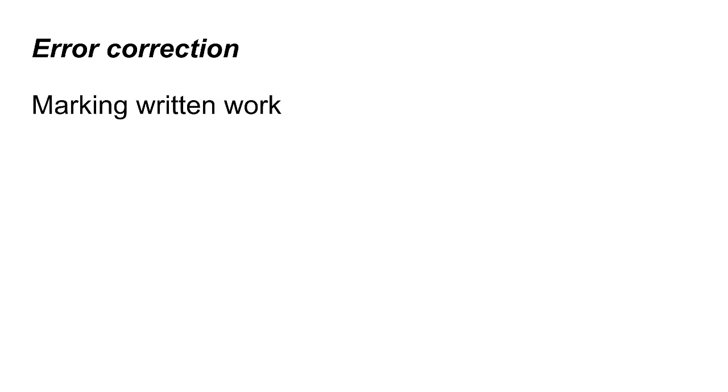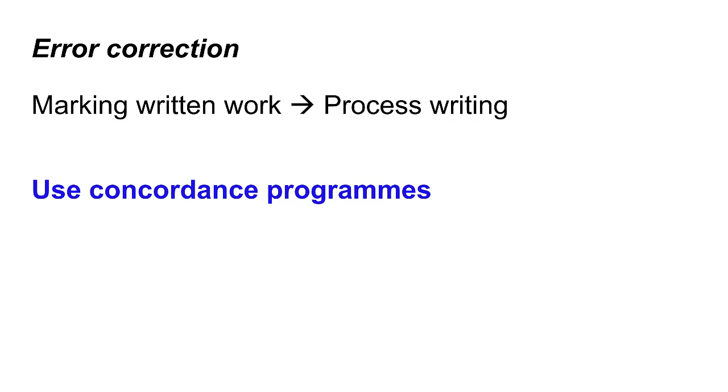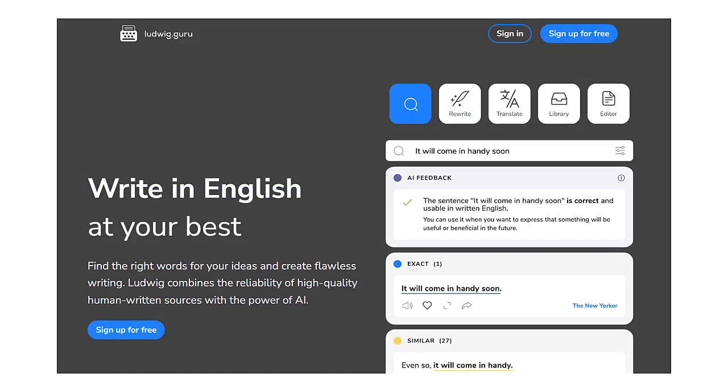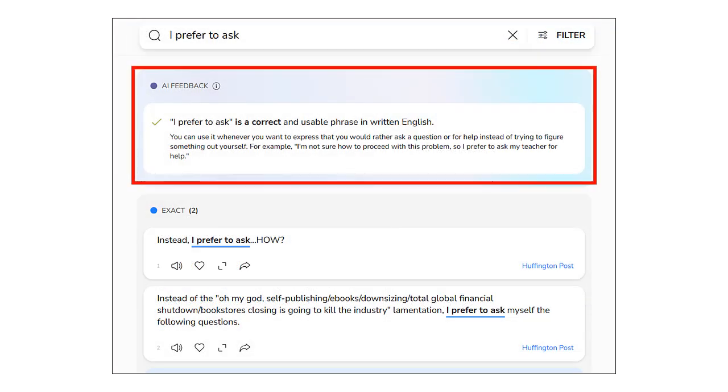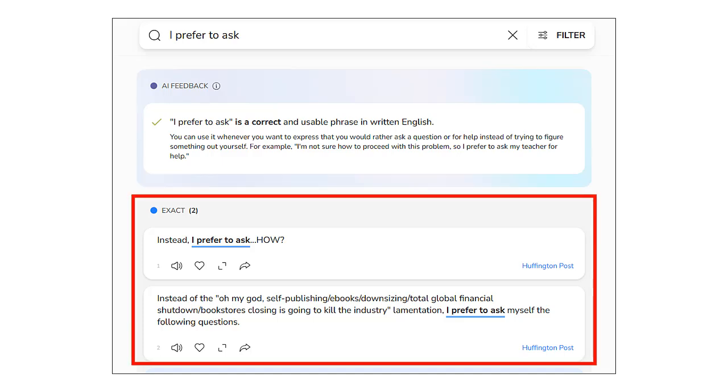When marking written work, we can make use of process writing, whereby students receive correction and then rewrite it again using the corrected language as well as any other improvements they can think of. In this phase, and indeed more generally, we can use concordance programs. Concordance programs are software which scan huge banks of text for examples of the word or phrase you want to use. For example, on the commercial concordance program Ludwig.guru, we can search for the phrase, I prefer to ask, and it will give us information about that phrase and then accurate examples of it in use in natural English. It can be nice to get students to explore language together using concordances on their computers in the classroom.